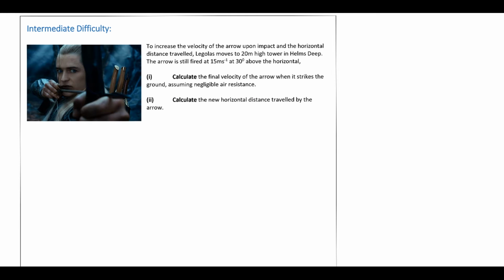Alright, so in this next question, instead of just firing from the ground, we're going to fire from a 20-meter high tower. We want to find the new horizontal distance travelled and the final velocity of the arrow when it strikes the ground. So in terms of what this looks like, the arrow is now fired from up here, still going to engage in projectile motion like this, but we start from a height of 20 meters like this, and you still have a velocity of 15, and it's still at 30 degrees like this.